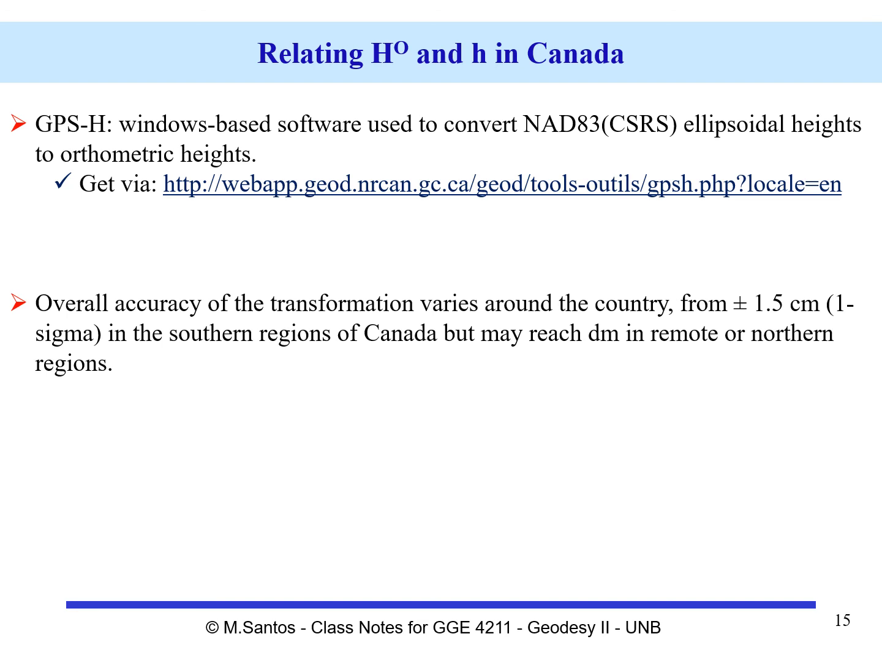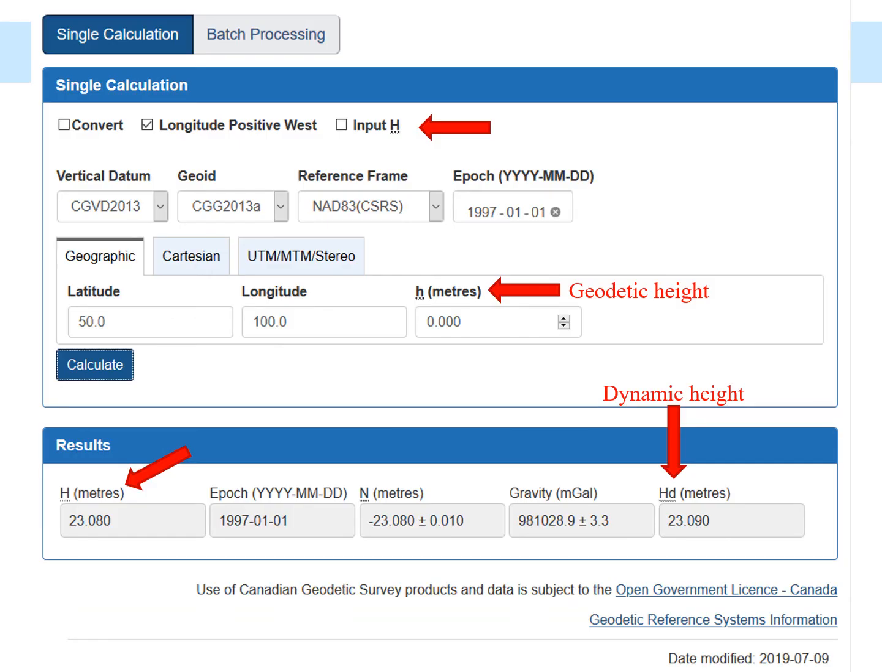And the indicated precision of the solution varies around the country. So here's a snapshot of the graphical interface online. It is quite simple. We can choose the vertical datum. We can choose the geoid associated with it. We can choose the reference frame, and here we can use NAD83 or any one of the ITRFs. We can choose the epoch that we are interested in.